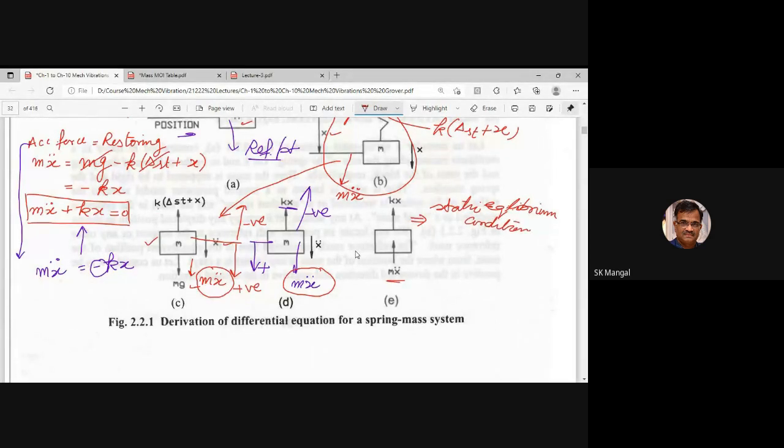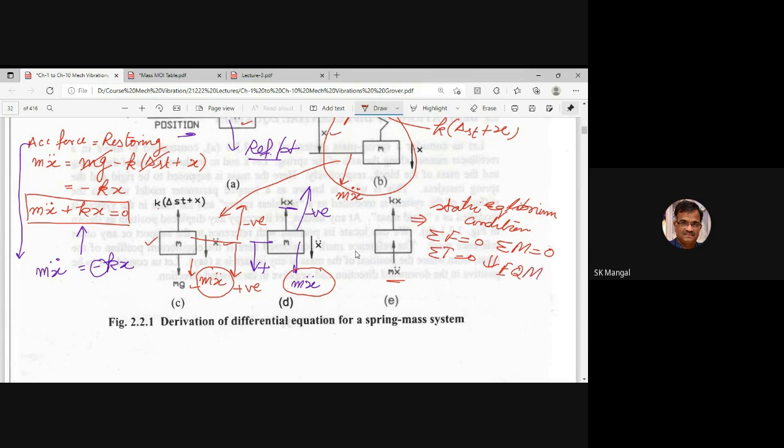And you can apply static equilibrium equations here. That is nothing but summation of F is equal to 0, or summation of torque is equal to 0, or summation of moment is equal to 0. And then you can find the equation of motion.